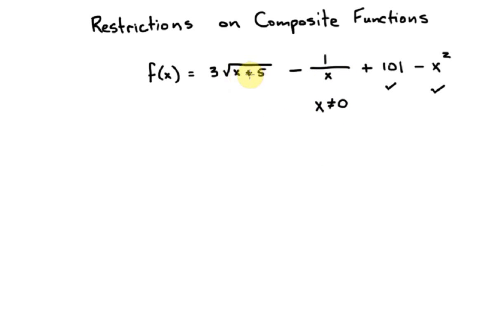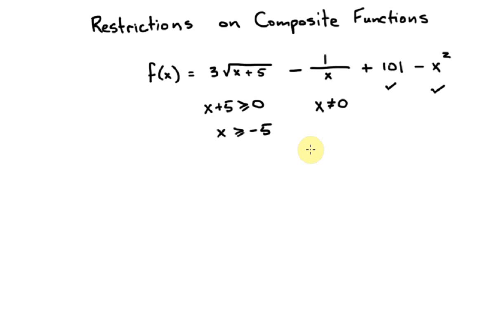And what about the radical? Well, in a radical, we always need the stuff that's under the square root, the x plus 5, to be greater than or equal to 0. So in other words, I'll bring the 5 over, it'll look a little better. X has to be greater than or equal to negative 5. So here we have our two restrictions. X is any number that works that's greater than or equal to negative 5, but not 0.